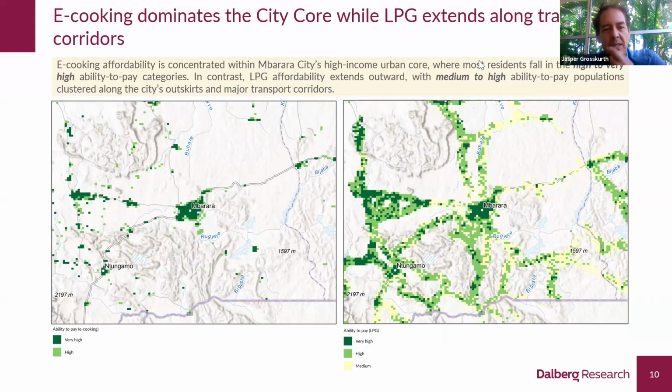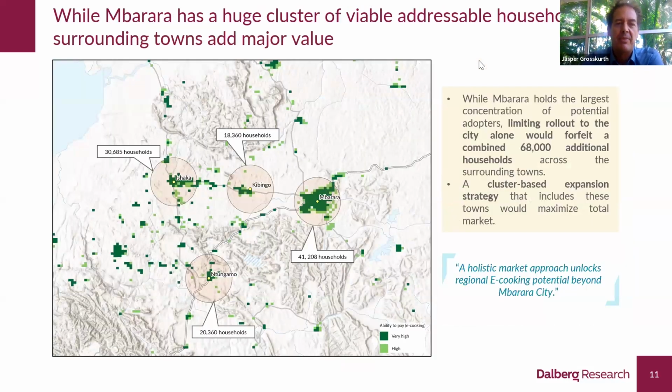And now you can see something interesting, that the market for LPG probably is much larger than it is for e-cooking, because I can go much better for transport in between. And then I want to show you this map here, which shows you Mbarara probably has for this e-cooking about 40,000 households that are suitable for this. But I have a number of smaller places here that have between 15 and 30,000 households viable.